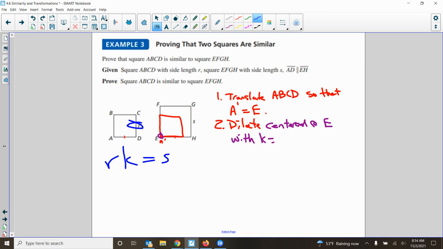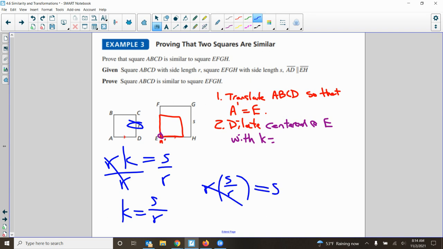Well, how do I solve for the scale factor? Divide by R. Don't these R's cancel? So scale factor must be S divided by R. Prove it. What's my old length times the scale factor? What happens to the R's? Cancel out. Won't this length now be S? Yes. There you go. So K has to be S divided by R.